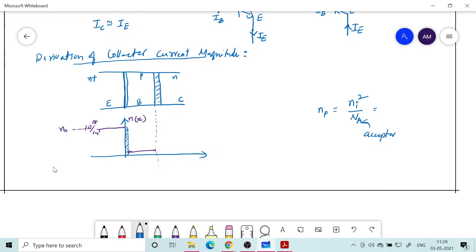So even if it is lightly doped, you say 10 raised to 15 is there. Okay, and for room temperature, ni square is something like 2.25 into 10 raised to 20. ni is basically 1.5 into 10 raised to 10. That's the room temperature intrinsic concentration, and even for lightly doped, you divide it by 10 raised to 15, and what you will get is approximately of the order of 10 raised to 5 per centimeter cube.